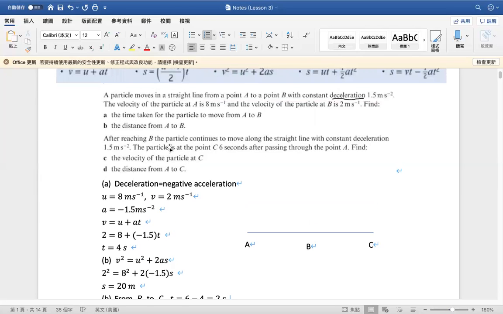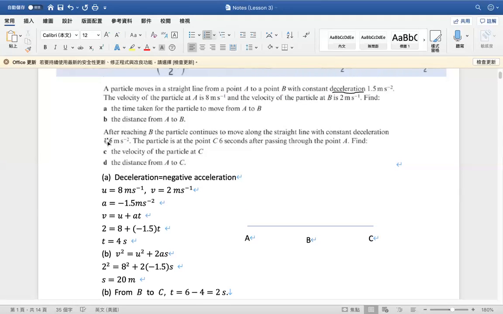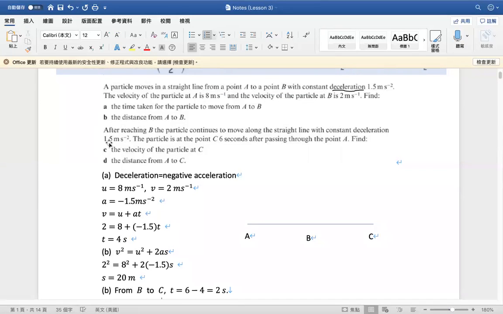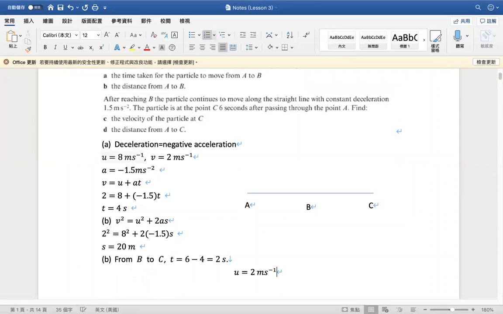What else do we have? We also have the deceleration, right? Because the deceleration here is 1.5 meter per second squared. So that means the A here, remember to take a negative sign: negative 1.5 meter per second squared. All right. So once we have 3 quantities, we are safe to find other quantities.